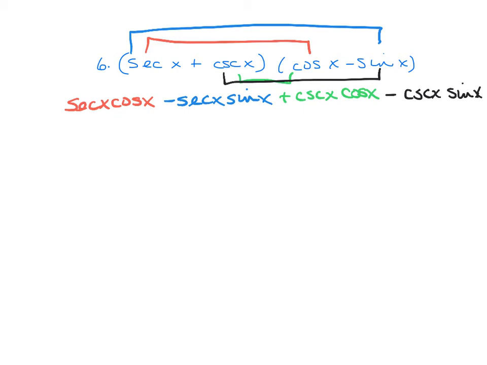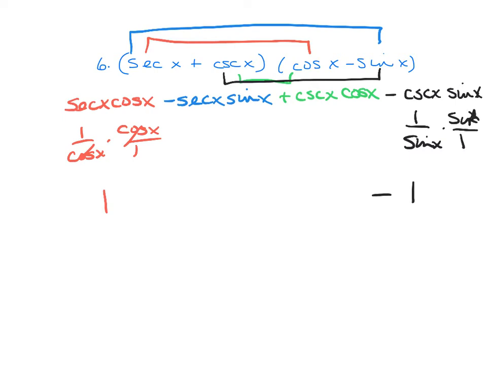So if I turn this into 1 over cosine x and I times it by cosine x, this simplifies to a 1. Same thing's going to happen on the black end. This is 1 over sine x times sine x, and this becomes a 1 also, a negative 1. Now the middle part, it's not going to simplify, but I need to turn it into its reciprocals to see if anything's going to simplify to something I know.